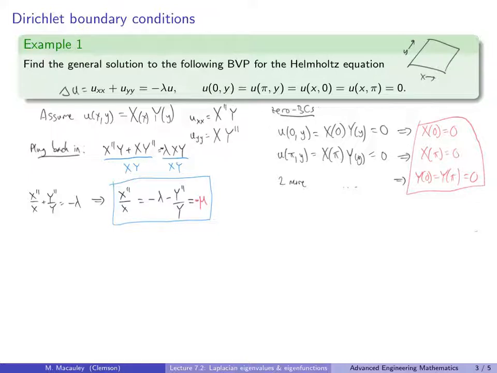So now we have a boundary value problem in x. Okay, let's write that out. So we have x double prime equals negative mu x, and we have two boundary conditions right here. And so we have x of 0 equals x of pi equals 0. So we know how to solve that. So let's see what we have for y now.